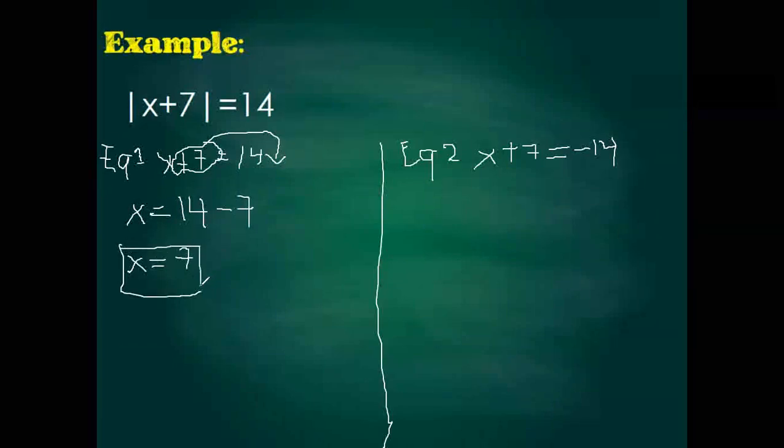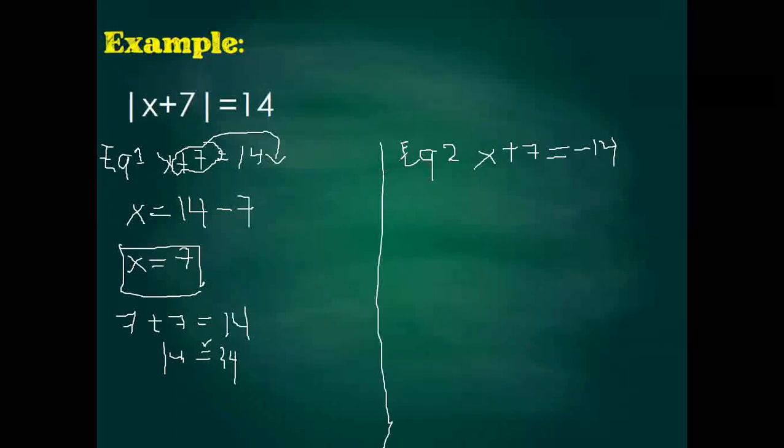If you want to check if your answer is correct, substitute the given value of x to your equation. The value of x is 7. So 7 plus 7 equals 14. 14 equals 14. It means the value of x is correct.